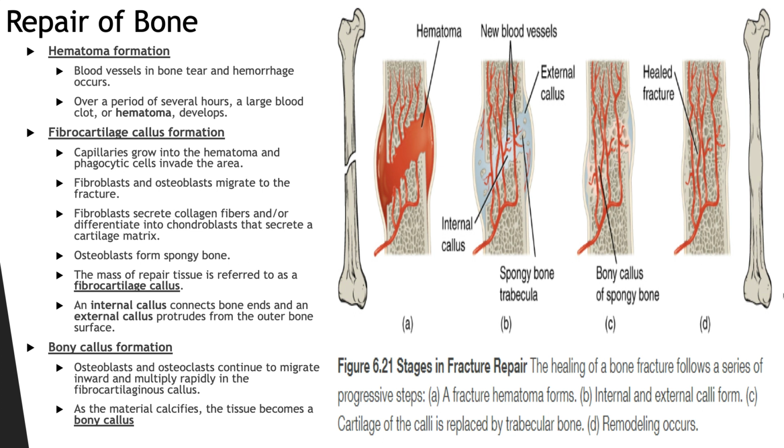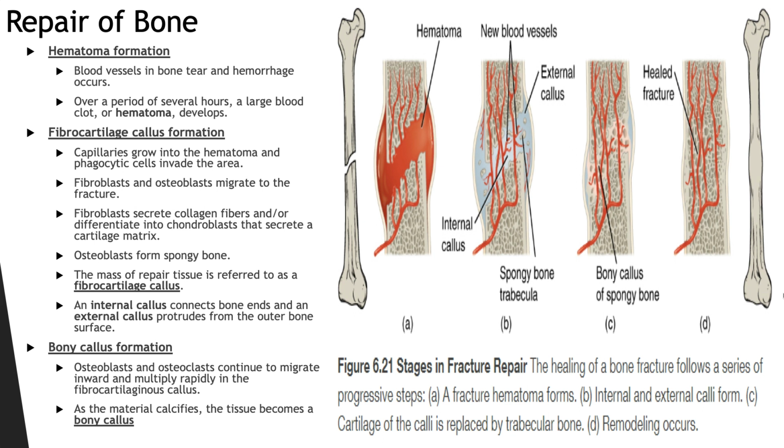After that, the fibrocartilage callus formation. Capillaries are going to grow into the hematoma, and phagocytotic cells will then invade the area. Fibroblasts and osteoblasts will then migrate to the fracture. Fibroblasts will secrete collagen fibers and/or differentiate into chondroblasts that will secrete a cartilage matrix. Osteoblasts will then form spongy bone, and the massive repair tissue is going to be referred to as a fibrous callus or fibrocartilage callus. And then an internal callus connects the bone ends, and an external callus protrudes from the outer bone surface.